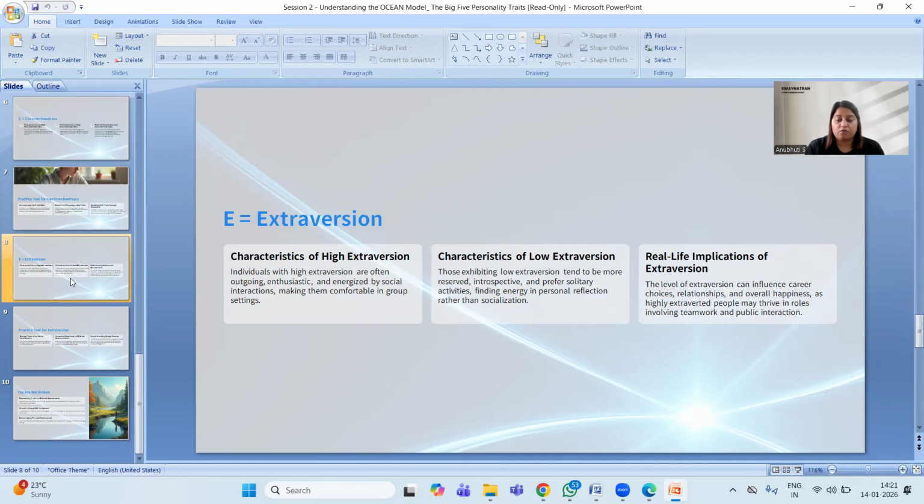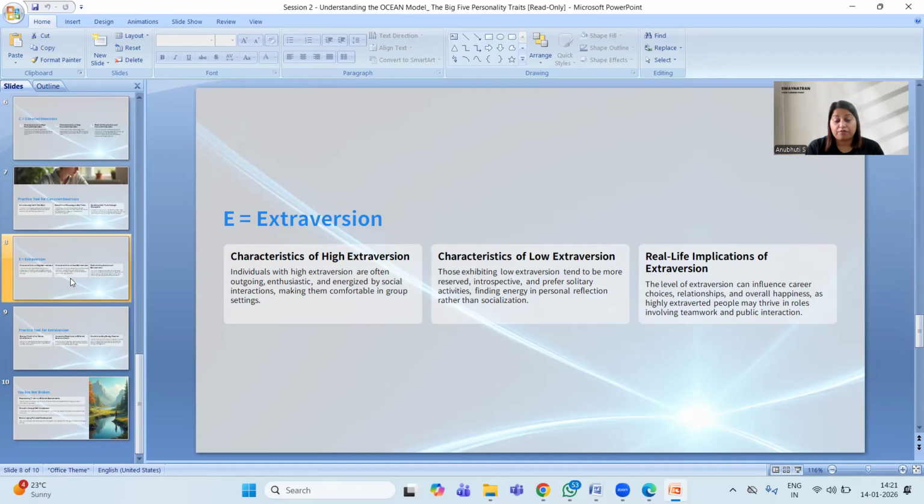The characteristics of low extraversion. Those exhibiting low extraversion tend to be more reserved, introspective, and preferably solitary in activities. Finding energy in personal reflection rather than socialization is their trait.